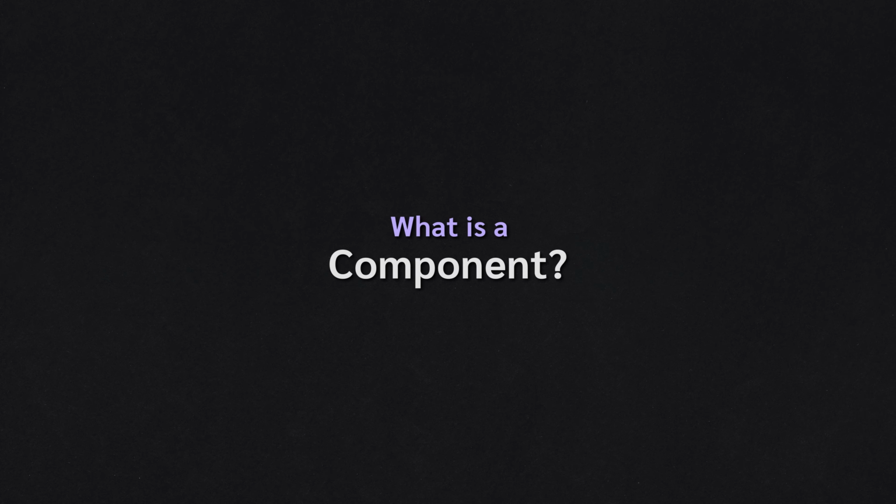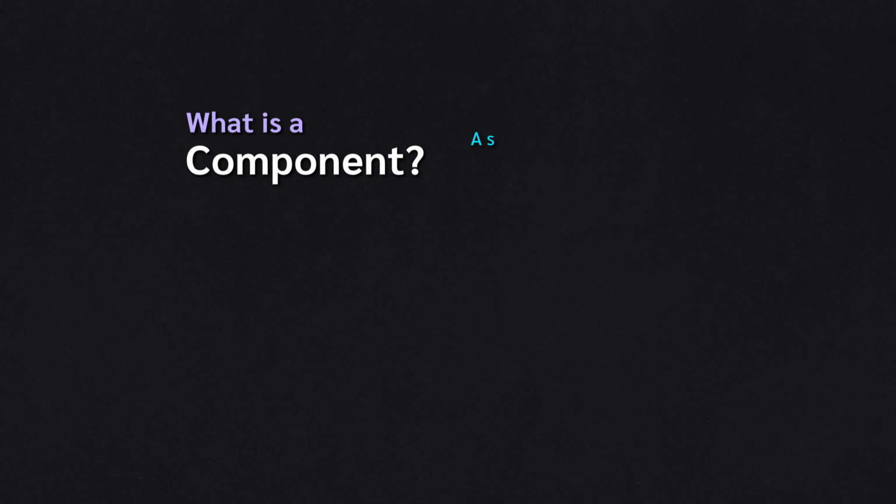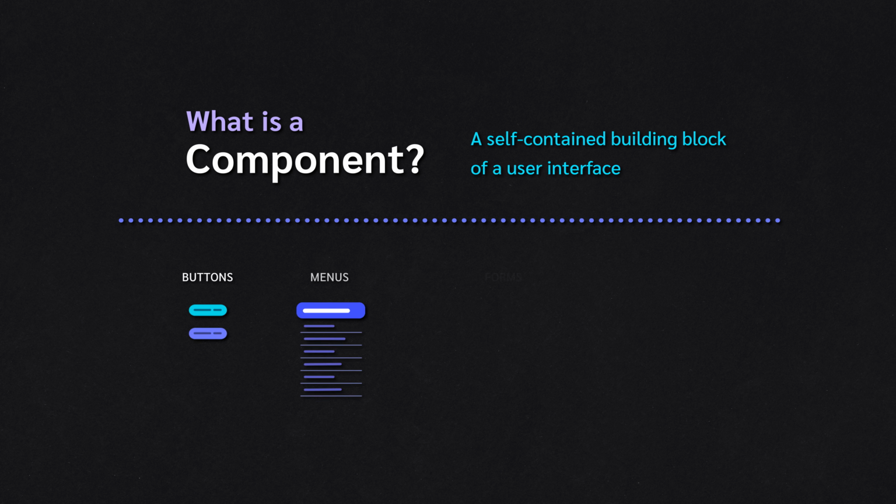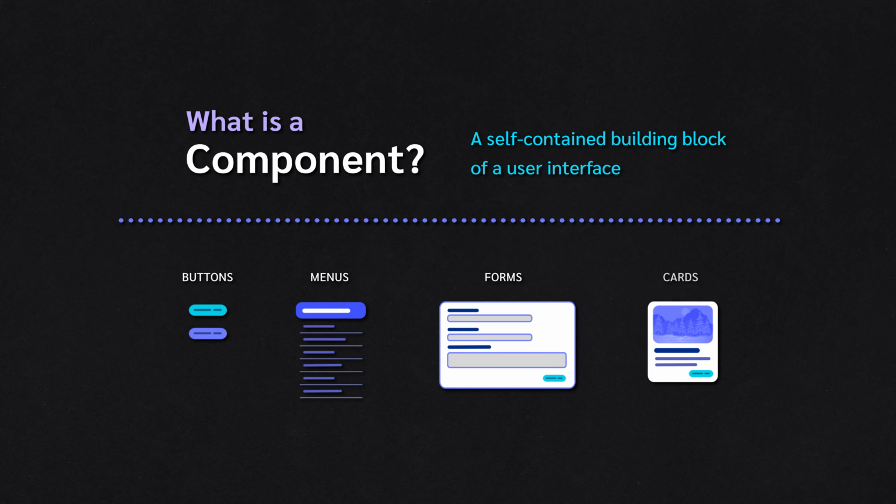What is a component? A component is a self-contained building block of a user interface. Buttons, menus, forms, and navigation cards are all examples of components.